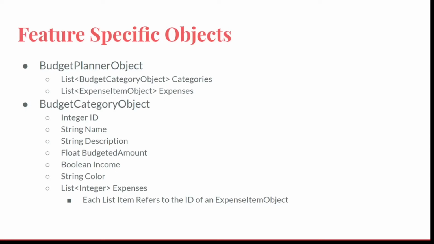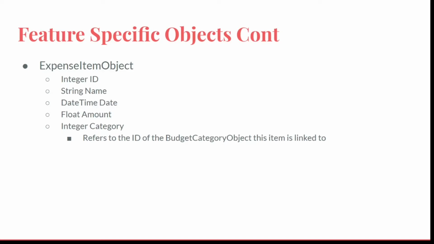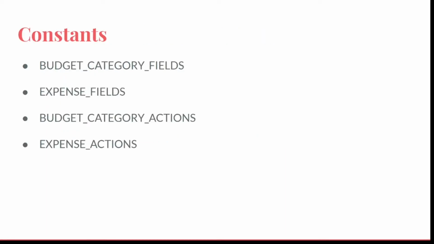Each list item refers to an ID of the expense item object. My expense item object is going to contain an ID similar to the categories, a name, the date that the purchase was made on, an amount, and then the category that this item associates with.